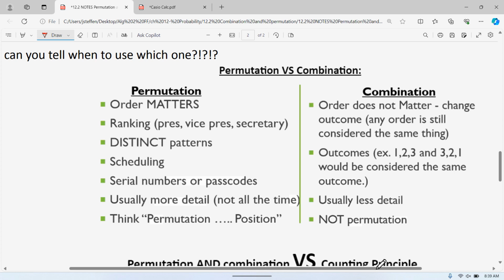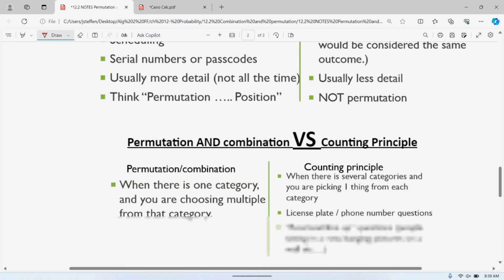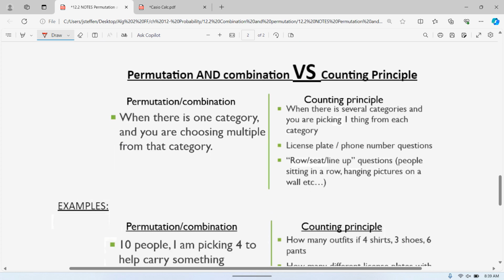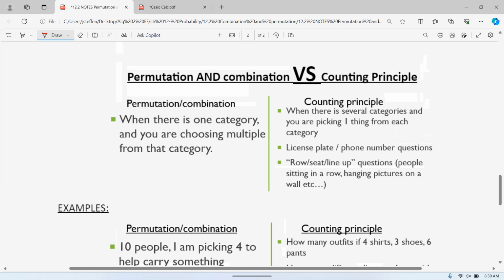Now, under that, I also typed out some examples. Oh, never mind. Okay. So the other thing that didn't dawn on me is I've also had some people that get confused when to use permutations and combinations and when to use the counting principle we did yesterday.